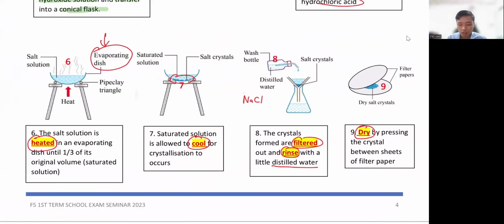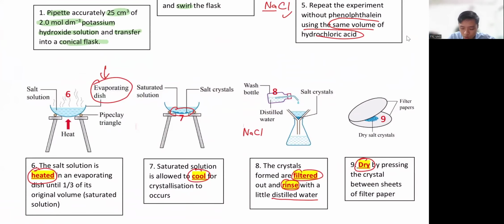These 5 steps: heat, cool, filter, rinse, dry. So I heard about the method, and you can remember it this way.